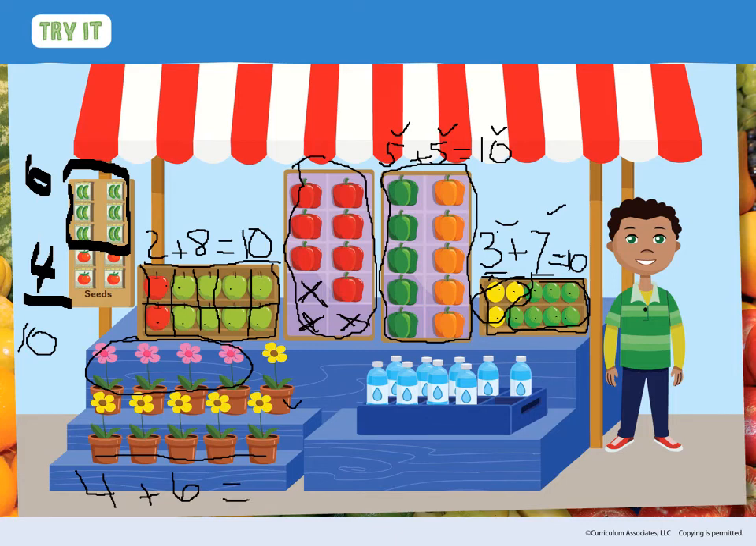So in this group of flowers, there are 2 parts, the pink flowers and the yellow flowers. The pink flowers are 1 part, that's 4. The yellow flowers are another part, that's 6. And you tell me the total in the whole group of flowers. There's 10 in that group or category. How about those water bottles?